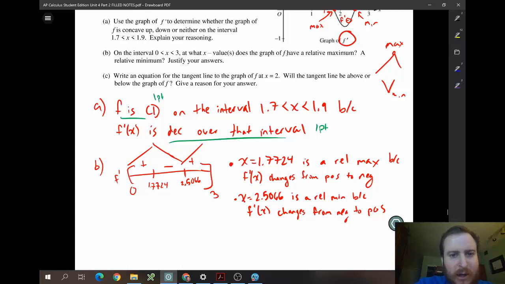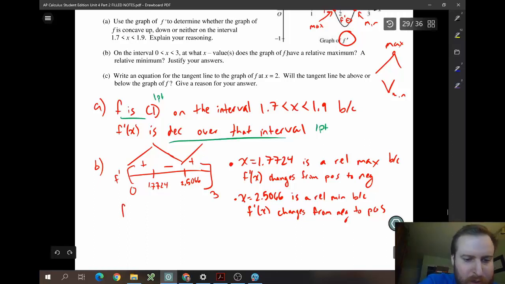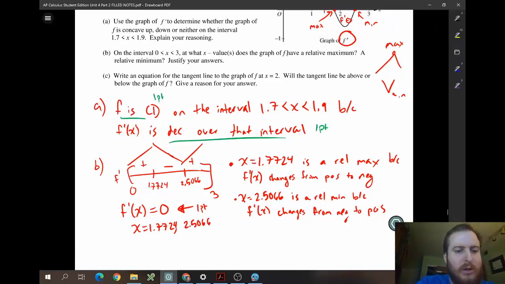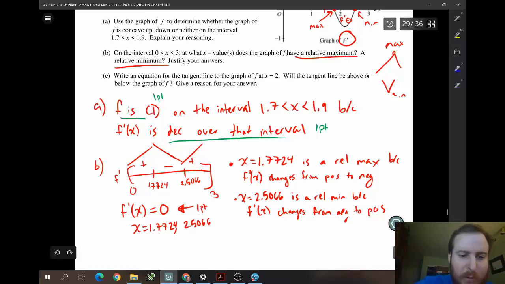Now, one thing that I didn't write here, and this is my fault, that you really, really should write, is f prime of x equals 0. Sometimes you get a point just for writing that, so make sure you write that. And then I'm going to write in x equals 1.7724 and 2.5066. If you're missing this, you could lose a point. So anytime we're doing relative max, relative minimum, we always want to start with that. Let's set it to 0, and let's write the answers. Now, you don't need to show any work by hand.